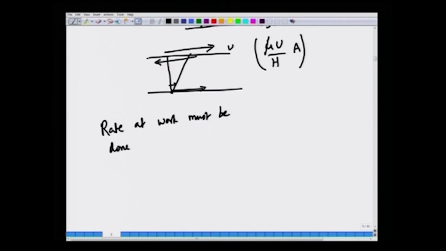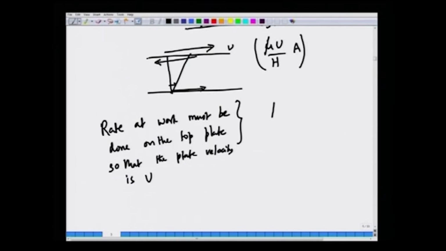Work must be done on the top plate continuously, so that the top plate moves with a constant velocity, the top plate velocity being u. Well, the answer is that the rate at which work is done is force times velocity. So you will get mu u squared A divided by h.